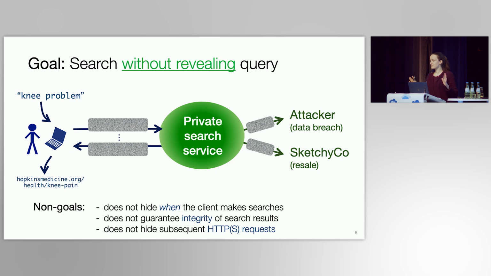Now, there are some limitations to this threat model, the first of which is that we're not hiding when our user is making a search query or how many queries our user is making. We're also not guaranteeing the integrity of the search results returned by the search service here. And finally, we're only protecting the interaction between the user and the search engine. And so this means that the user might make some subsequent HTTP or HTTPS requests, and these could leak some information about its browsing behavior, for example, to an internet service provider.